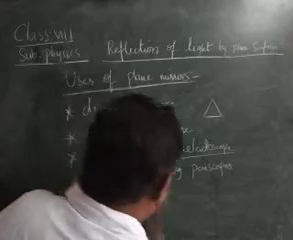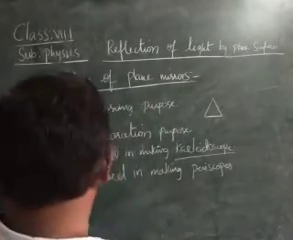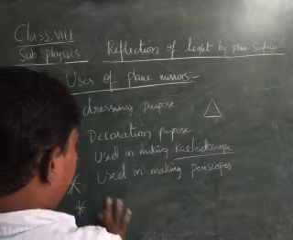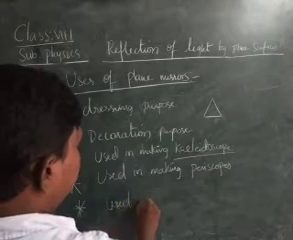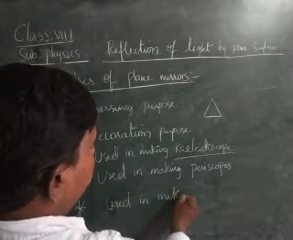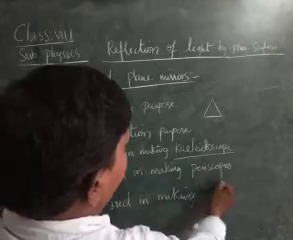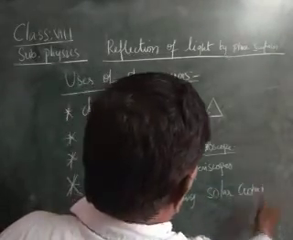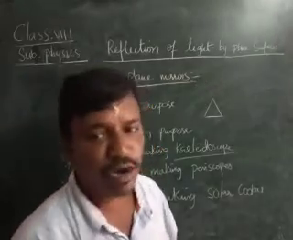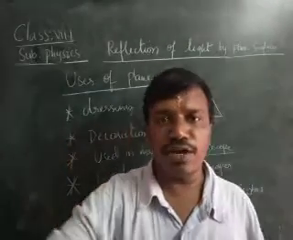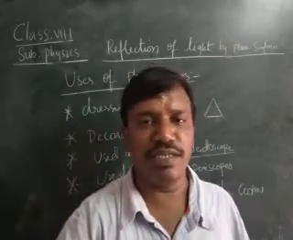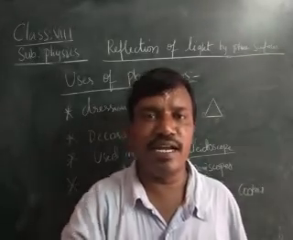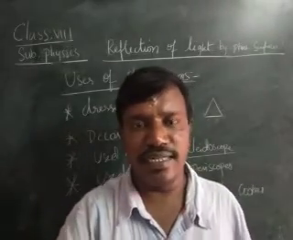And the last one is that they are used in making some types of solar cooker. Normally solar cookers are prepared using concave mirrors. Concave mirrors and convex mirrors are different types of mirrors, which we call spherical mirrors. That we will be learning in the higher classes, in the 10th class.